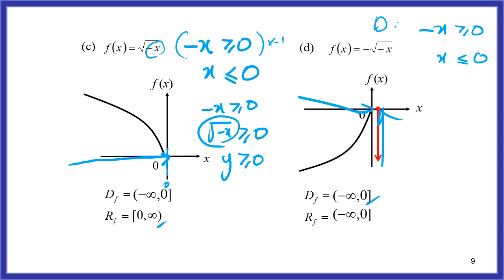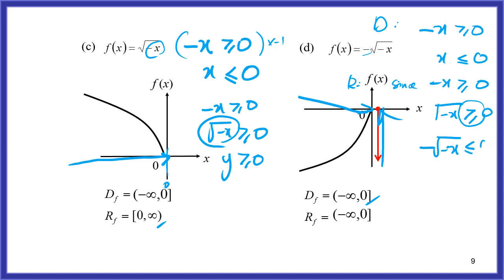And for the range, since negative x is more than or equal to 0, the square root of negative x is also more than or equal to 0. But because we have a negative, we multiply by negative 1, so we need to change the sign, and it will be less than or equal to 0. That means y needs to be less than or equal to 0. So this is our range.